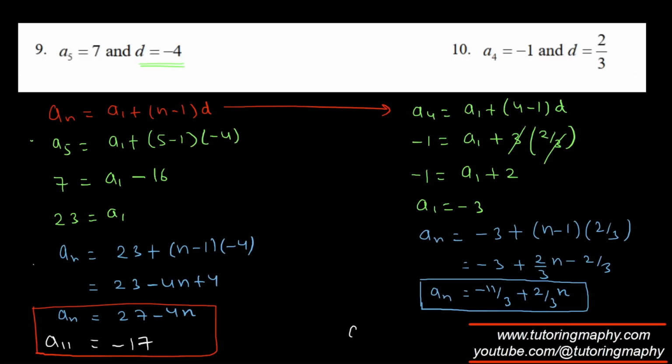Okay, a11. a11 is just replacing n with 11, so that will be 11 times 2 is 22. Fortunately, they have common denominators, so 22 minus 11 is 11, so that's just 11 over 3. Okay.